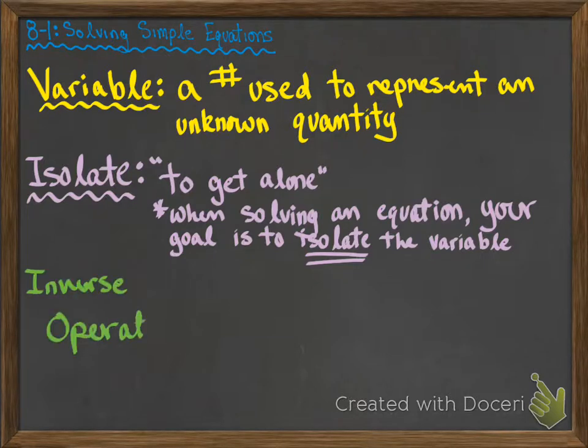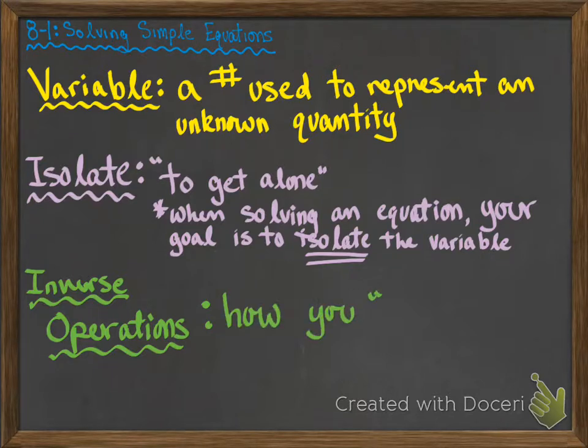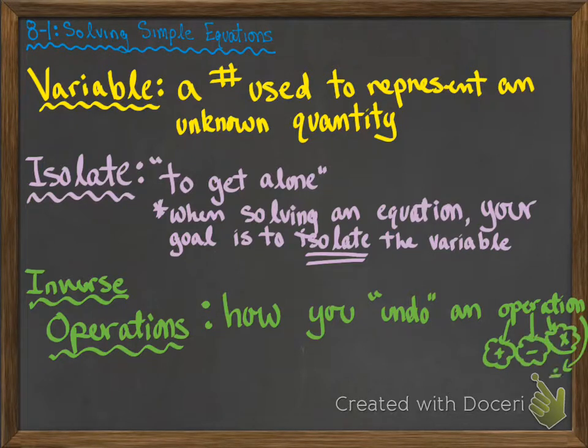The last one is inverse operations. This is actually a 6th grade vocabulary word, but some of you are a little rusty on this. An inverse operation is how you undo a given operation. Just another reminder, the basic operations are addition, subtraction, multiplication, and division. So how do you undo addition? Well, that's subtraction. How do you undo subtraction? Well, that's addition. So addition and subtraction are inverse operations. Similarly, multiplication and division are inverse operations.